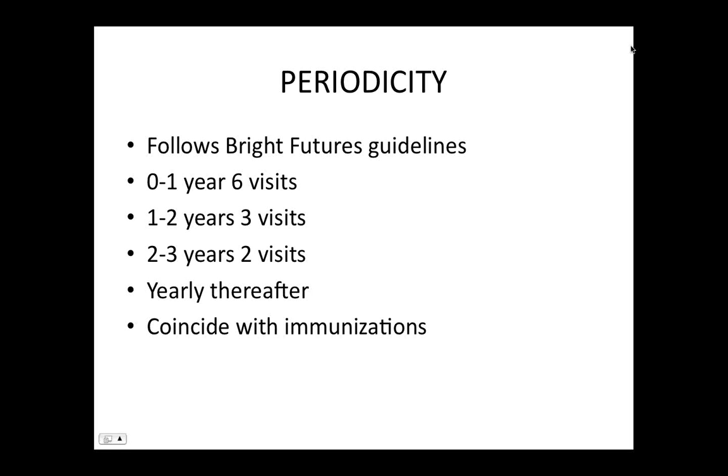Bright Futures. From 0 to 1 year of age, there are 6 visits that are considered. From 1 to 2, you have 3 visits, and from 2 to 3, you have 2 visits. Now, visits, of course, vary.